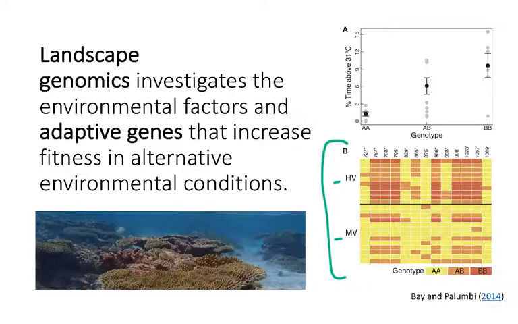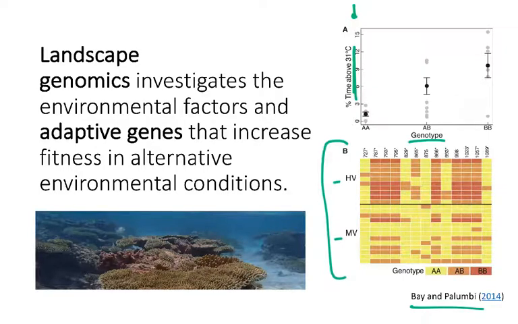So if you look in this paper, which I'll put on Canvas, they specifically pulled out the outlier adaptive genes. And in this part A of the figure, which I had previously omitted, but now I'll add it back in since it's relevant, what they are showing here is that for one particular outlier locus, they have time above a certain temperature that is inducing heat stress for these corals. So time above 31 degrees C is on the y-axis, and the different genotypes are on the x-axis.